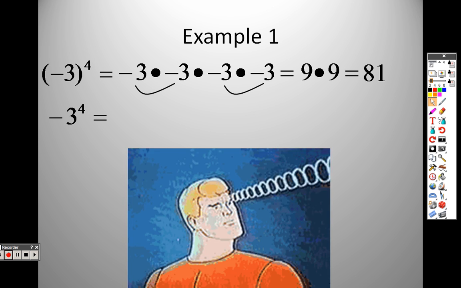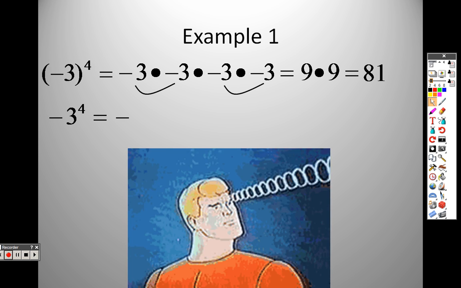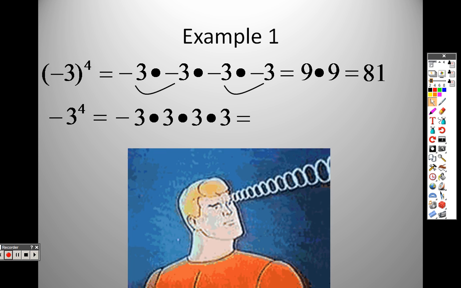Now, the reason I'm showing you this is there is a huge difference in these two. Negative 3 to the 4th power is saying negative 3 times negative 3 times negative 3 times negative 3. Negative 3 to the 4th, when it's not in parentheses, I'm only taking the positive 3 4 times in a row. So really what this looks like is I have a negative, then I have a 3 times 3 times 3 times 3. Okay, that's what it really looks like. The negative is there on the outside. I take the 3 4 times.